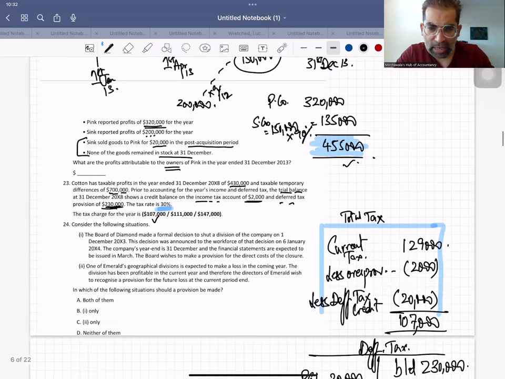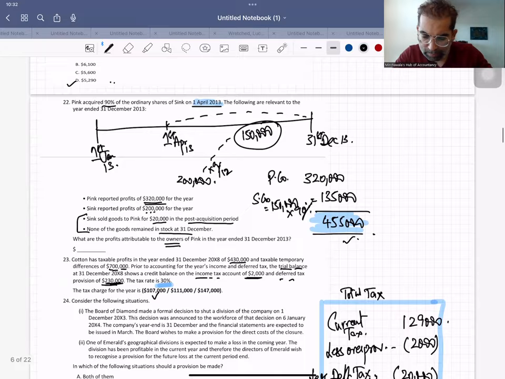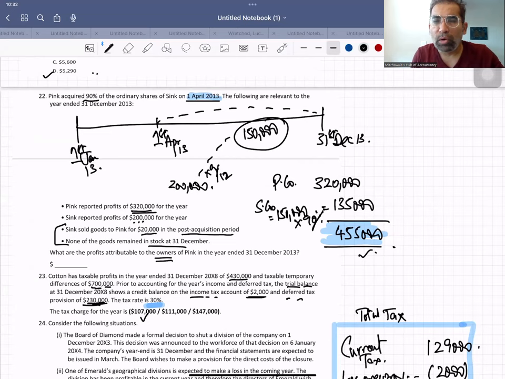Listen, some people are asking what would be the NCI in this question. Although the examiner has not asked, the NCI will be, see this, 150,000 for the last 9 months, multiplied by 10%. NCI will be 10% of 150,000, which is 15,000. Okay. NCI in this question will be 15,000.